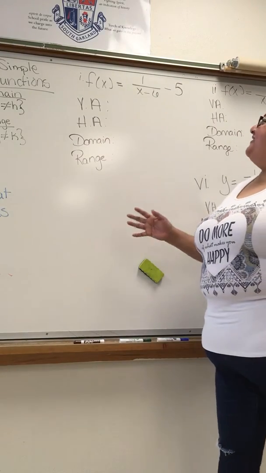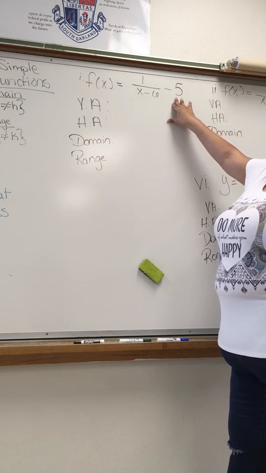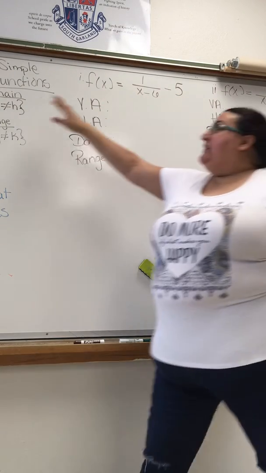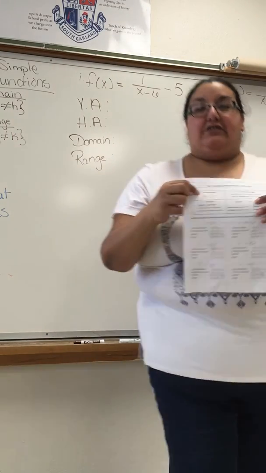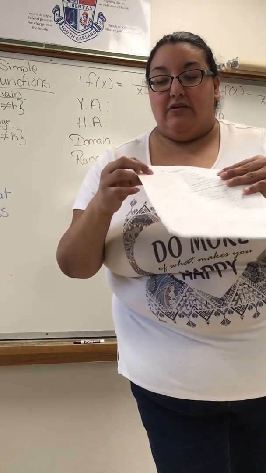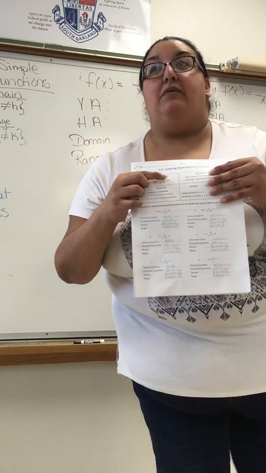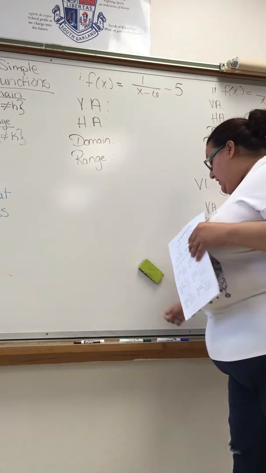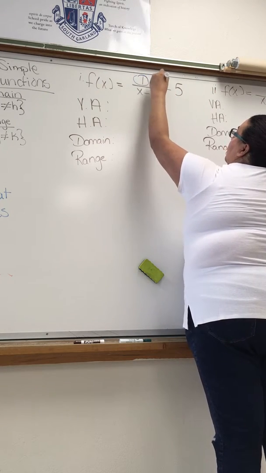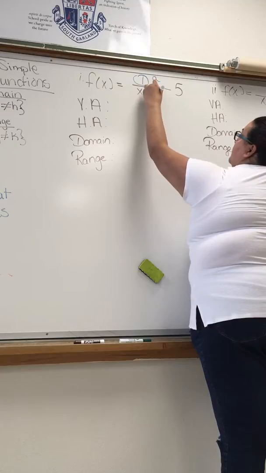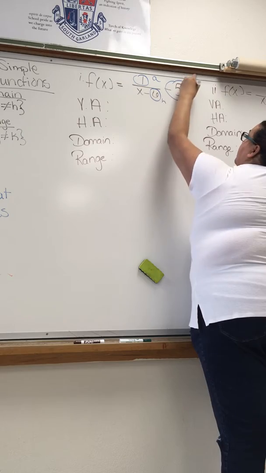Okay, so we have f of x is equal to 1 divided by x minus 6 minus 5. Now, just based off of what we did on the front part, if you look right here where it says rational functions, we're going to match those variables to the values that we have right here. So in this case, in this top, we know that this is a, we know that this is h, and we know that this is k.